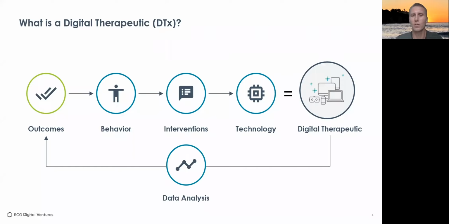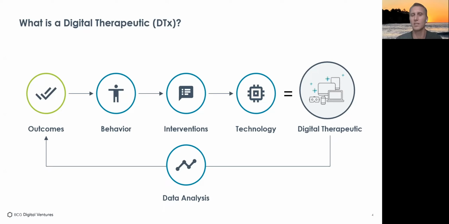But how does this work? When we think about what it means to get to a clinical outcome, we can understand that a patient exhibits a certain behavior. We might apply some sort of intervention to influence that behavior. That intervention is mediated through technology, and that package together of behavioral intervention through technology is the digital therapeutic. Now, of course, we're tracking through the data captured along the way in order to influence some sort of clinical outcome, and it has to loop back to that clinical outcome.